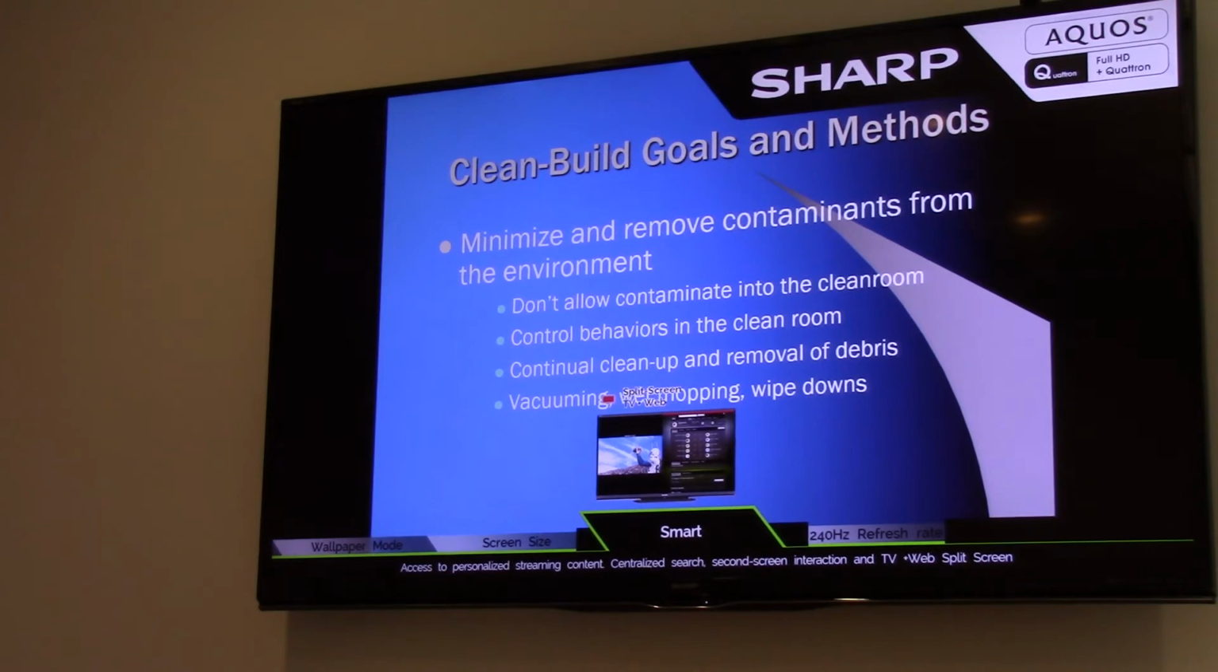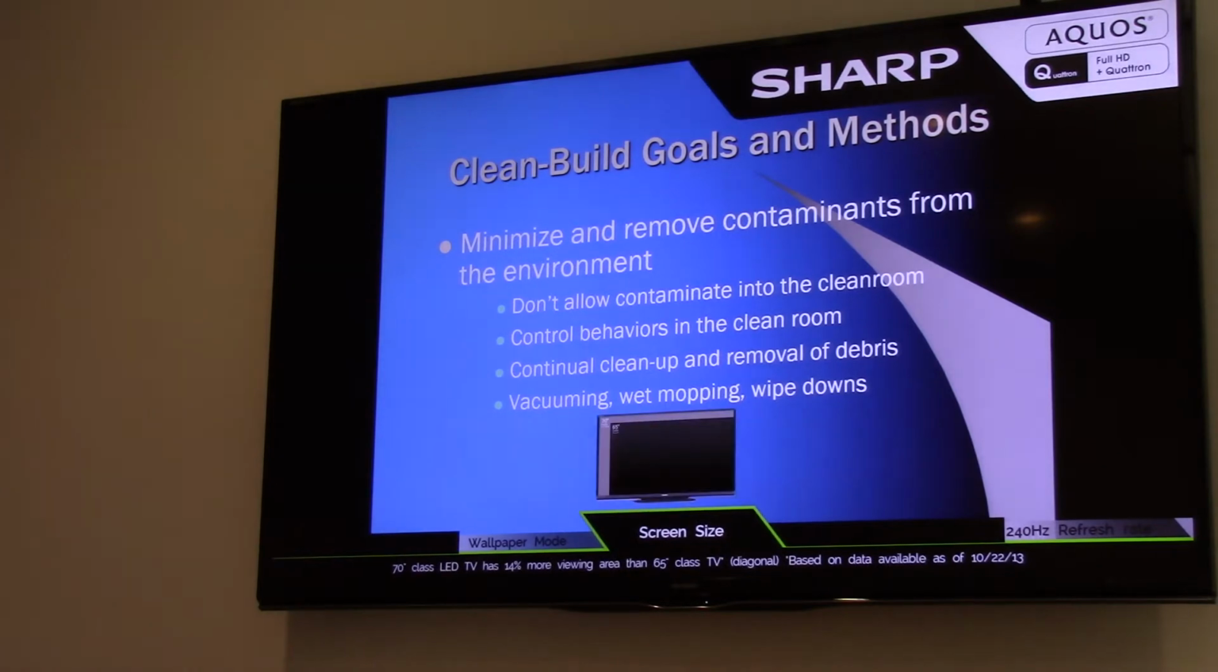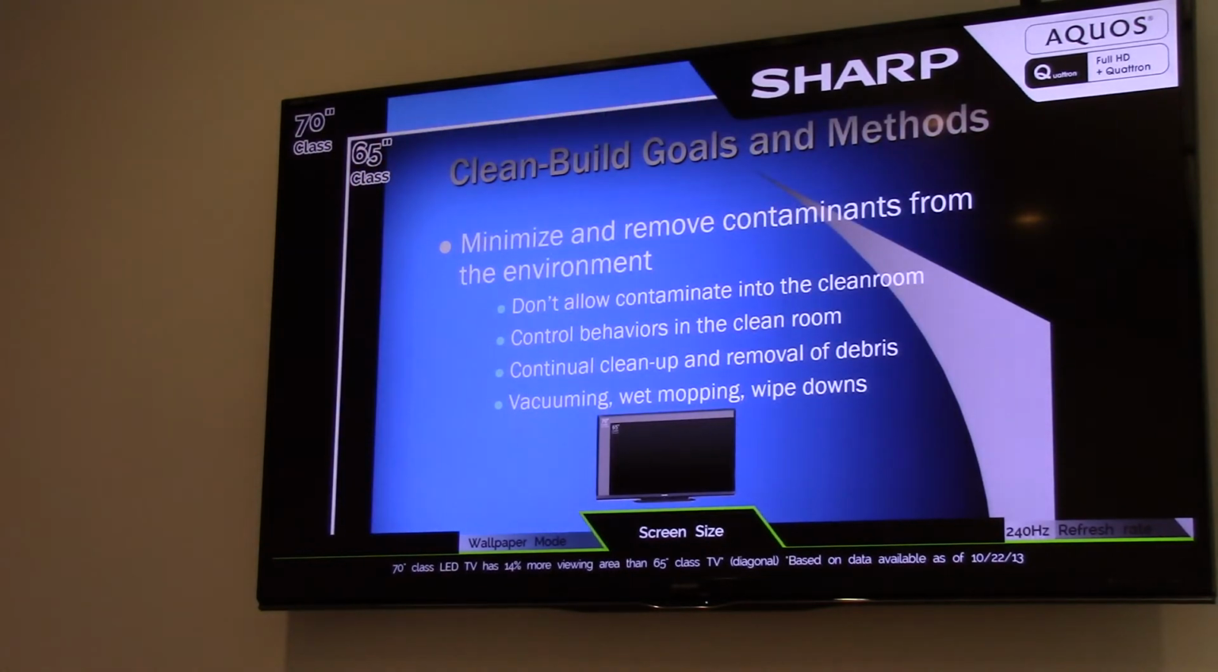So our goals when we're building this space is we want to minimize and remove any contaminants from the environment. So we build it clean is the goal. And we continuously clean as we're building. Then we do the final cleaning at the end right before certification. So currently there's a team upstairs that's doing the final cleaning.